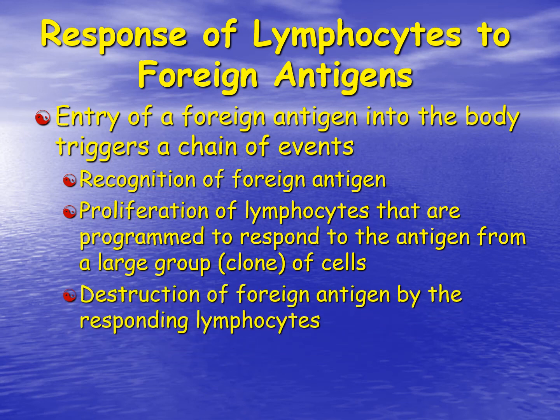Then that T helper cell, which I call the general of the immune response, will send out chemical messengers to all the other cell populations, and this will eventually result in destruction of the foreign antigen either by antibodies produced from the plasma cell of the B cell response or from cytotoxic T cells of the T cell response.